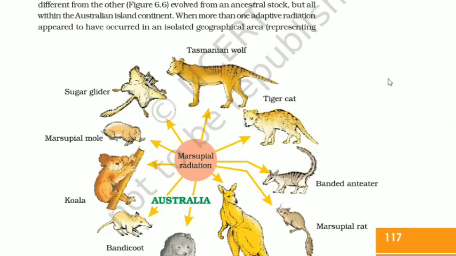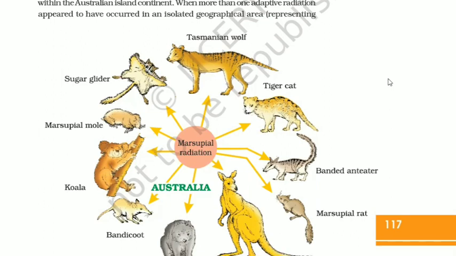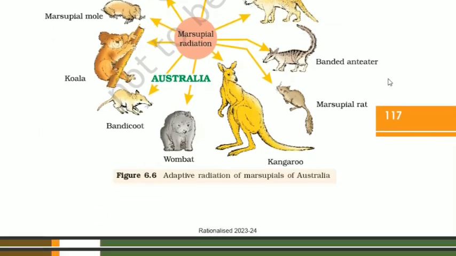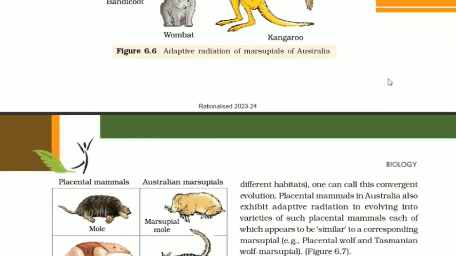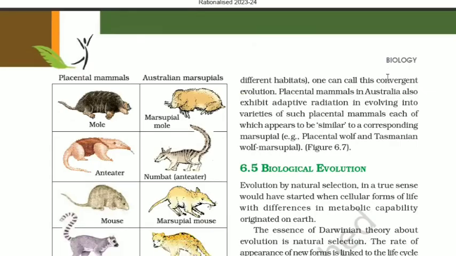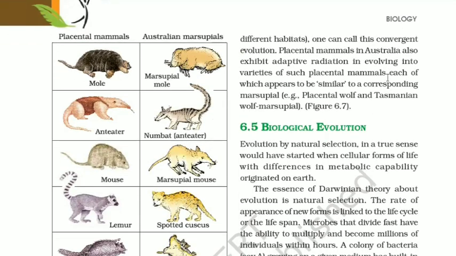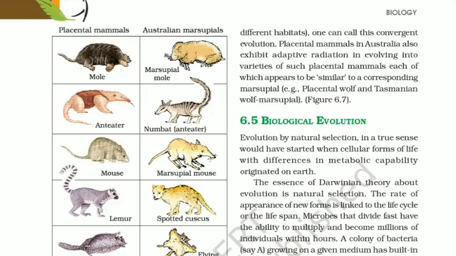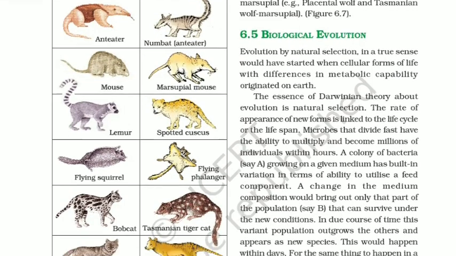When more than one adaptive radiation appeared to have occurred in an isolated geographical area, that is representing different habitats, one can call this convergent evolution. Placental mammals in Australia also exhibit adaptive radiation in evolving into varieties of such placental mammals, each of which appear to be similar to a corresponding marsupial. For example, placental wolf and Tasmanian wolf marsupial.